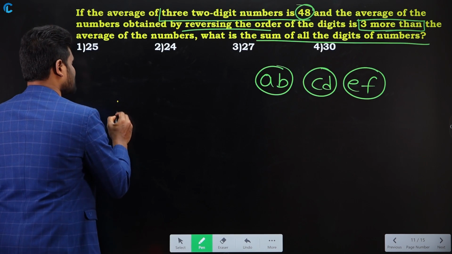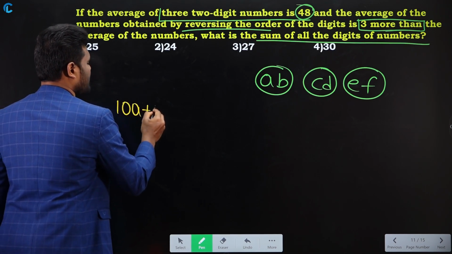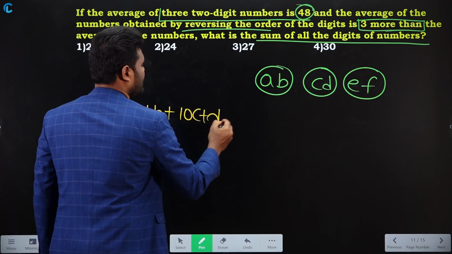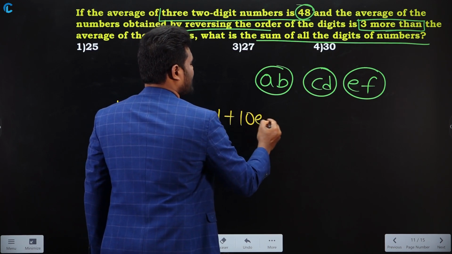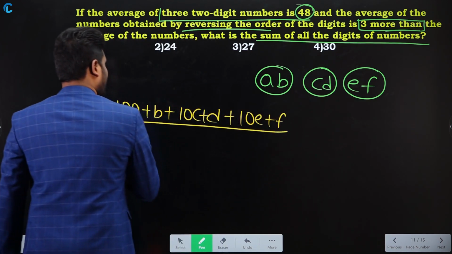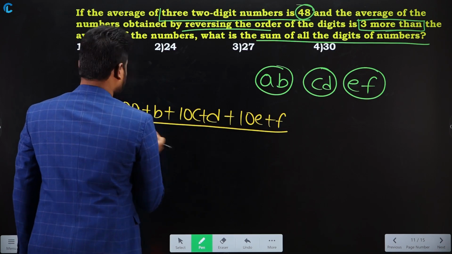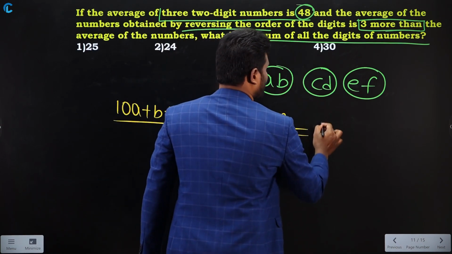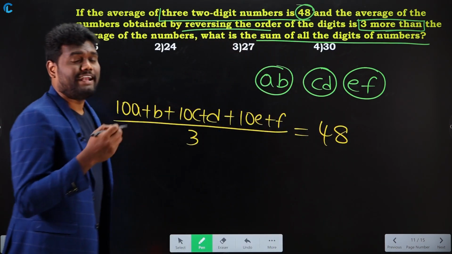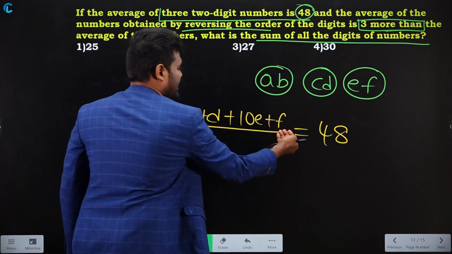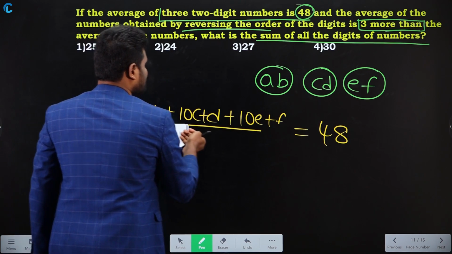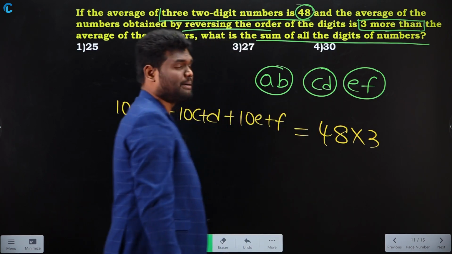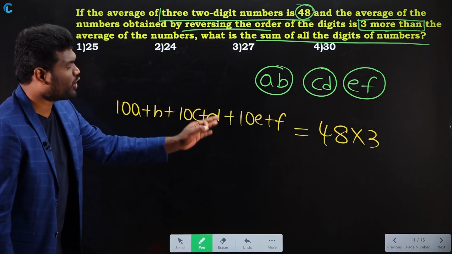I can write these numbers as 10A plus B, plus 10C plus D, plus 10E plus F, divided by 3. That is nothing but the average. Now divided by 3 is equal to how much? 48. Now this is the average. If I need to calculate the sum, then what happens? Multiply this with 3. Which means the sum of these 3 numbers is going to be 48 into 3.